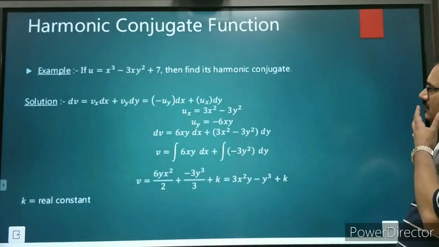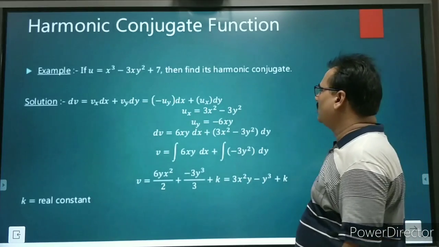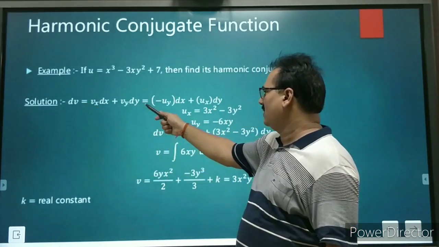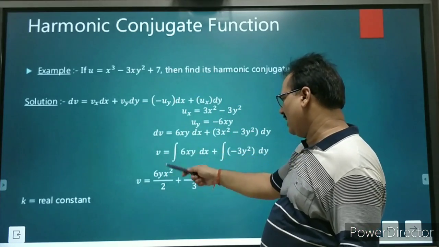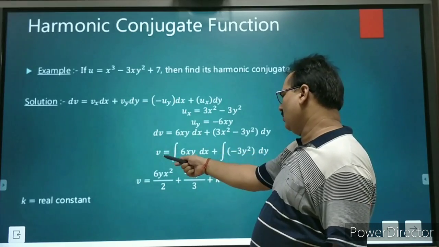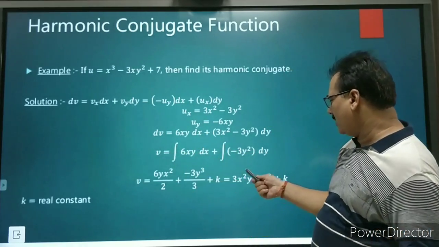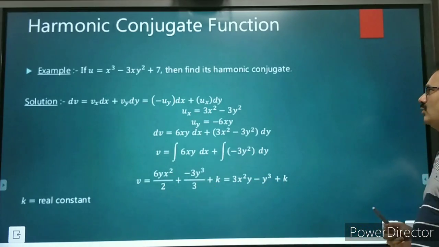So these are the steps to find it. For example, if u is given, then find its harmonic conjugate. Very quickly, I suggest you write this equation, then go through the problem and evaluate. After that, as the last step, you can integrate, and on integration, as suggested in the note, you will get this function, which is known as the harmonic conjugate function.